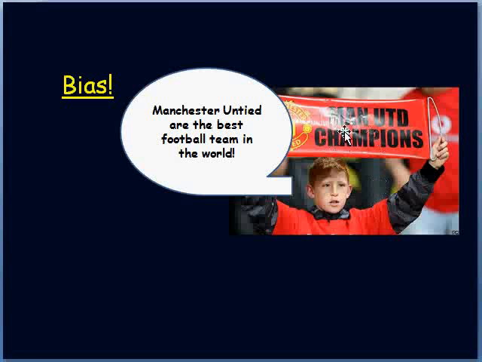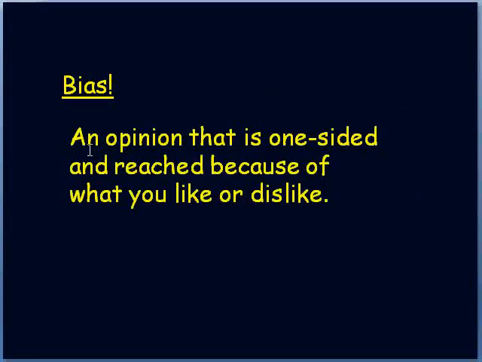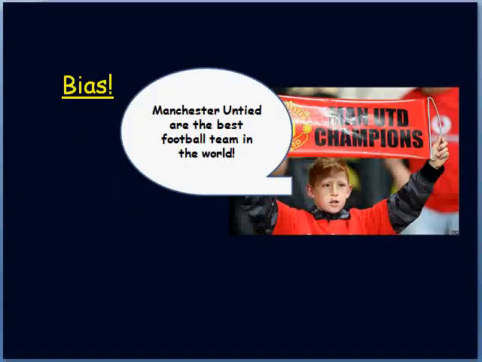This young man supports Manchester United, and because of that he said that they're the best football team in the world. Is that true? Well, I would say that he's biased. Because he supports the team, he's going to say that they're the best team in the world. So just to return to the definition, bias is any opinion that is one-sided and reached because of what you like or dislike. This young boy likes Manchester United, so he said that they're the best football team in the world. It's a one-sided opinion, and he's biased in what he's saying. Okay, so we've managed to do 5 of our key terms.